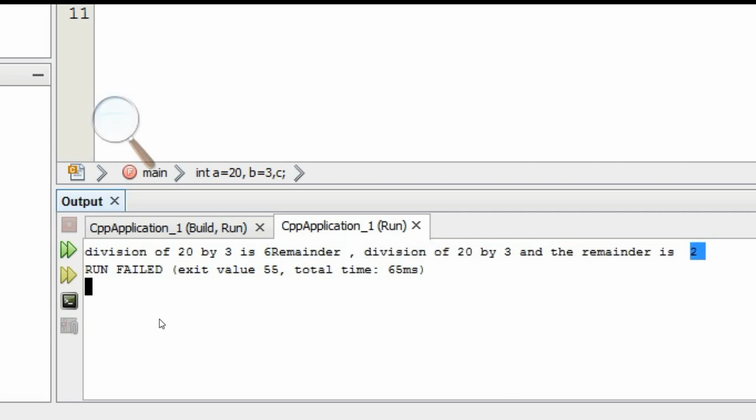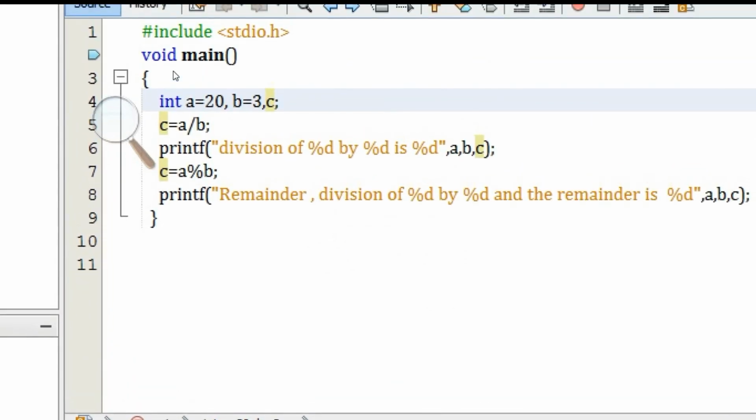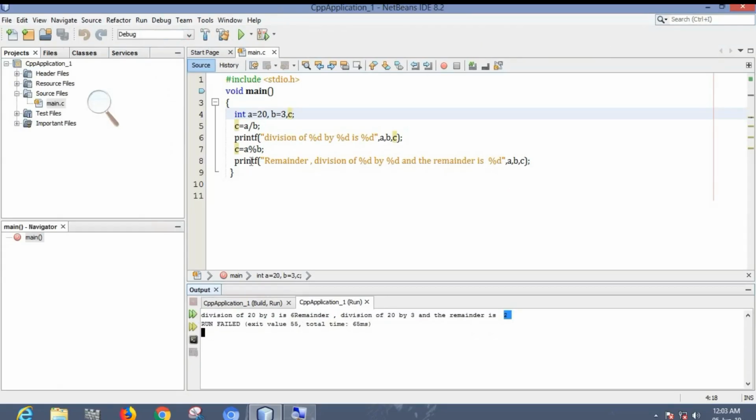Are you able to understand the difference between divide and percentage? Divide shows you the quotient and percentage shows you the remainder. It is most important when we use it in further programs, so you should know this concept. And I have discussed all the arithmetic operators.